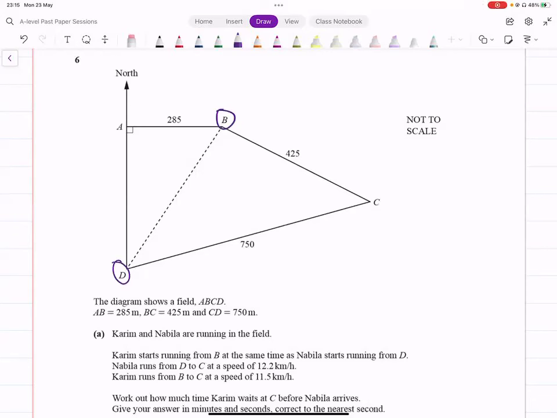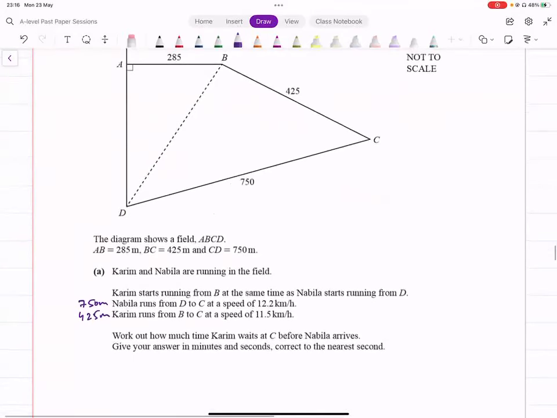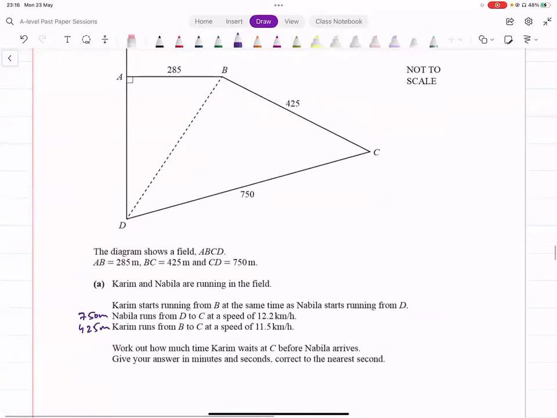Nabila runs from D to C at a speed of 12.2 kilometers per hour. And we've got the distance there. That's 750 meters. And Kareem runs from B to C. And we've got the distance there. That is 425 meters. So this is 750 meters. And this is 425 meters. Itna distance we run kar rahe hain. Okay. Work out how much time Kareem waits at C before Nabila arrives. Give your answer in minutes and seconds. Correct to the nearest second.